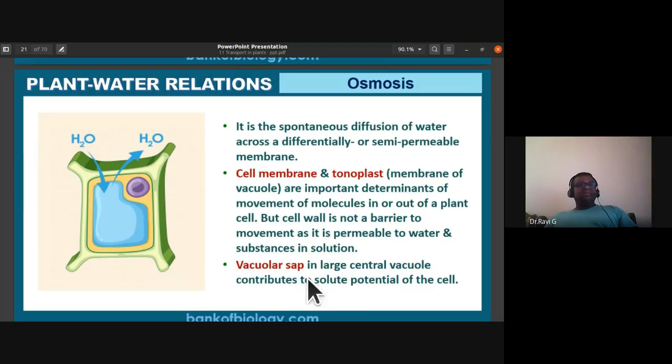So the vacuolar sap, the sap within the large central vacuole, contributes to the solute potential of the cell. For 1 mark, you should be thorough and understand about it. So the solute potential of the cell is decided by the vacuolar sap, which is present in the large central vacuole.